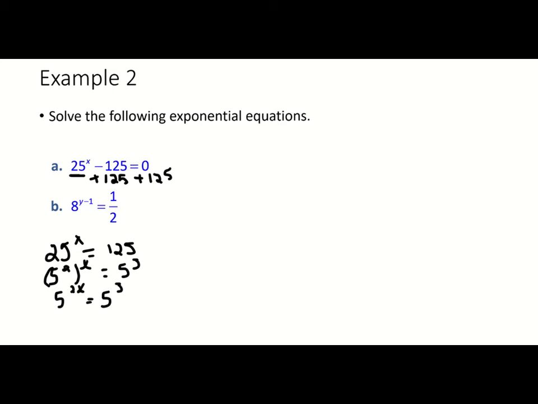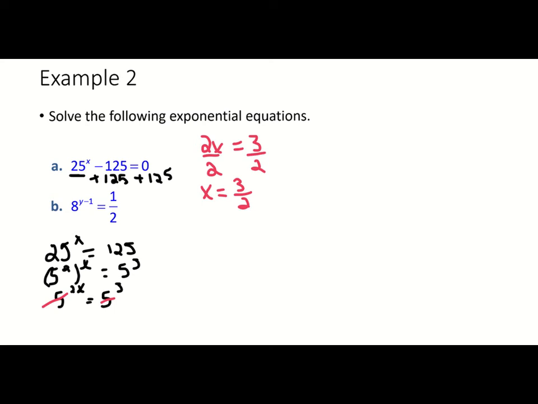So again, ignore the bases once they're the same, and really the equation we're going to solve is going to be 2x equals 3, and we'll divide both sides by 2, so I get x equals 3/2, and that's the answer to my equation. So x is 3/2.